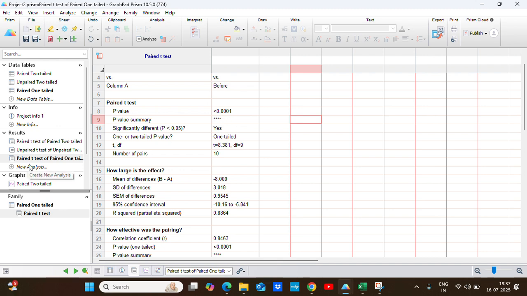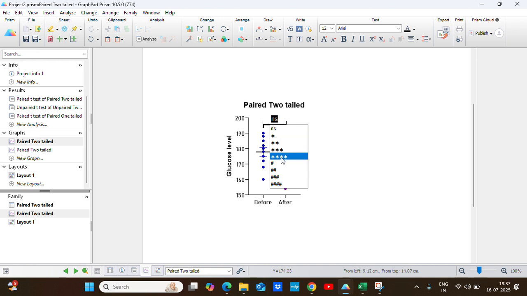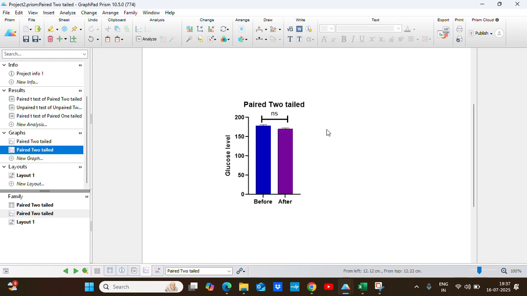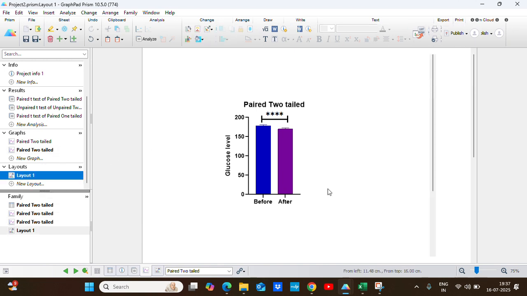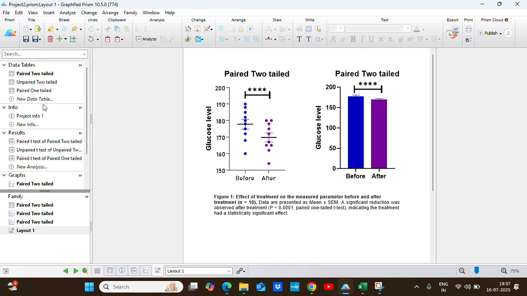So we will change this in our graph. The differences are significant, right? And we can write in our graph like this: paired one-tailed t-test showing the statistically significant effect. Okay, this way you can represent it. So this was the paired one-tailed.